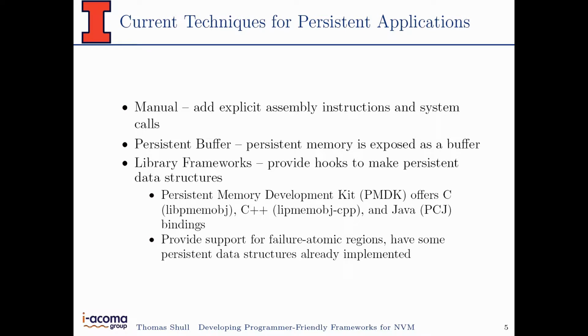Or right now, you can use a library framework, but really I guess there's two out there. There's NVM Direct and PMDK. But PMDK probably has the most push behind it right now. The alpha bindings are C, C++, Java, JavaScript, and maybe Ruby too. And within PMDK, there is support for failure atomic regions, and they do have some libraries for persistent data structures already.